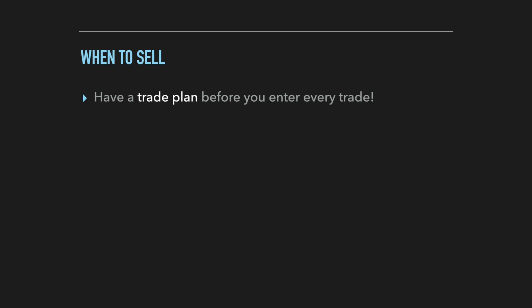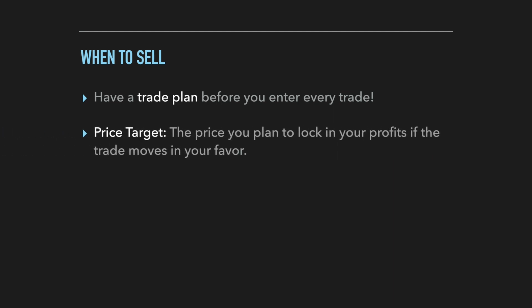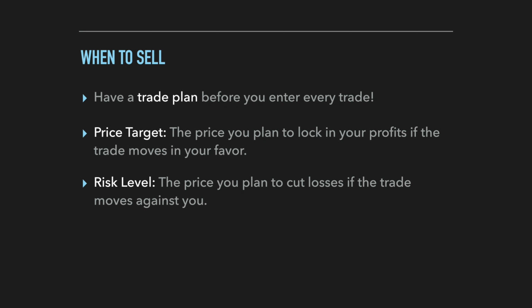So first and foremost, one very important thing about any kind of trading or investing is that it's very important to have a trade plan before you actually enter into that trade. And this trade plan is going to consist of a few things. Two of those things are going to have to do with when you actually sell your stock. The first is going to be a price target, also commonly called a profit target. And this is going to be the price that you plan on locking in your profits if the trade does move in your favor. And on the other hand, we're going to have a risk level, which is going to be the price that you plan to cut your losses if the trade moves against you.